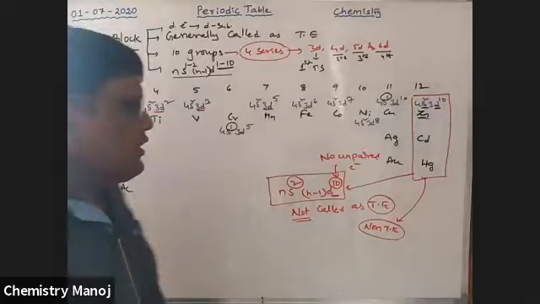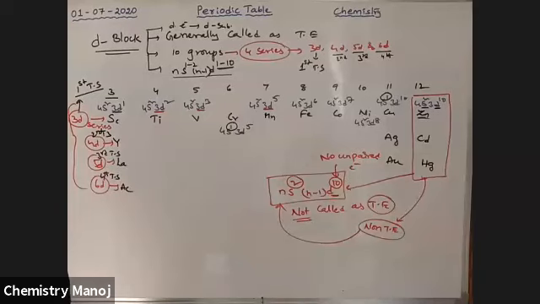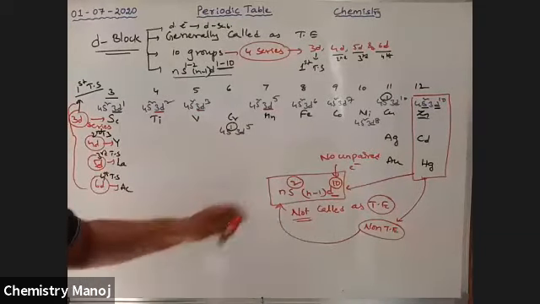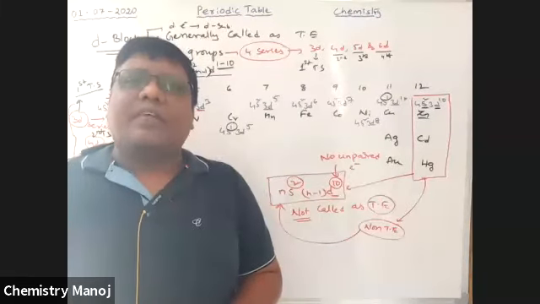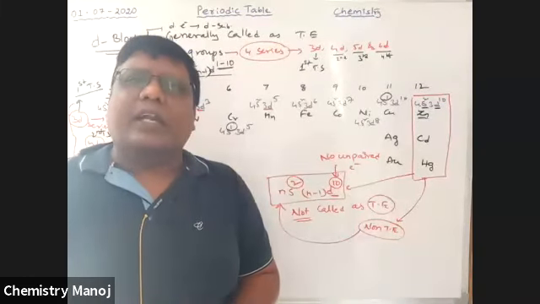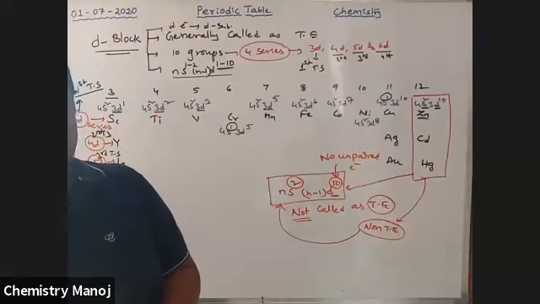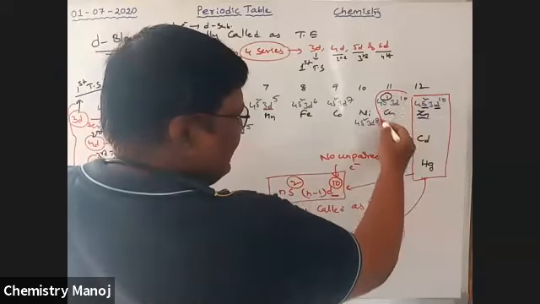Therefore, for non-transition elements, the general outermost electronic configuration is ns2, (n-1)d10. That is the general outermost electronic configuration for non-transition elements. Zinc, cadmium, mercury are not called transition elements because they don't have any unpaired d electron. Elements having at least one unpaired d electron, either directly or indirectly, in one of its oxidation states, are automatically considered transition elements.